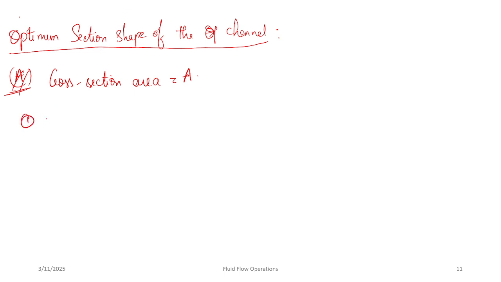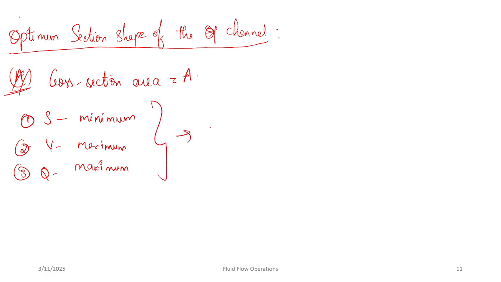One, the wetted perimeter should be minimum. Two, your velocity should be maximum, and also flow rate should be maximum for given values of I and C. Okay, these are constants, right? For these given values, you have to select a channel in such a way that you'll be able to optimize these values. P should be minimum, V should be maximum, and Q should be maximum.